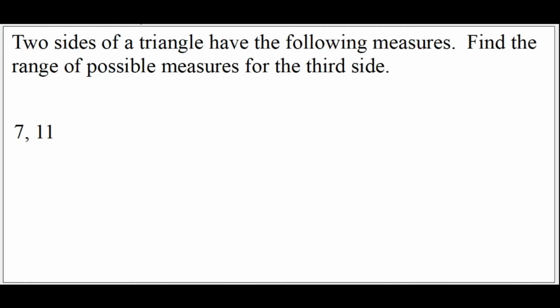Okay, we have another one. How about this one? Two sides of a triangle have the following measures. Find the range of possible measures for the third side. What would be the range for the possible measure of the third side? We have 7, 11. What would be your answer for this one? So again, when we speak about range, that would be the possible numbers, the possible measures of the third side.